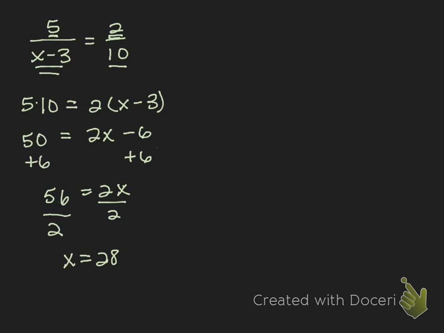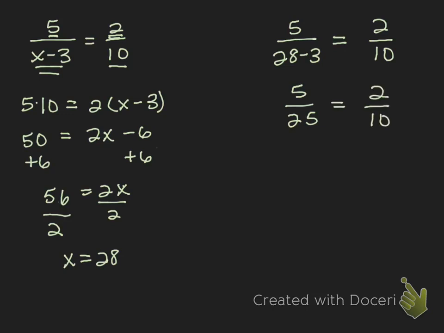If I want to go ahead and check myself, I'm going to substitute that 28 for x. So I would know that 5 over 28 minus 3 should be equivalent to 2 over 10. 28 minus 3 is 25, so 5 25ths should be equivalent to 2 tenths. Simplify 5 25ths by dividing both my numerator and denominator by 5, I get 1/5. Simplify 2 tenths by dividing both my numerator and denominator by 2, I get 1/5. Therefore, I know that 1/5 is equivalent to 1/5, so x equals 28 is the solution.